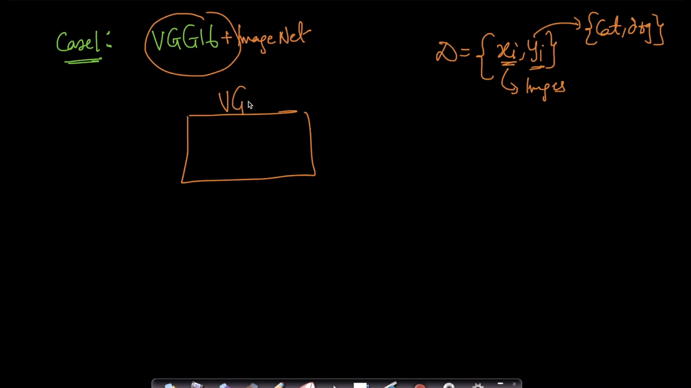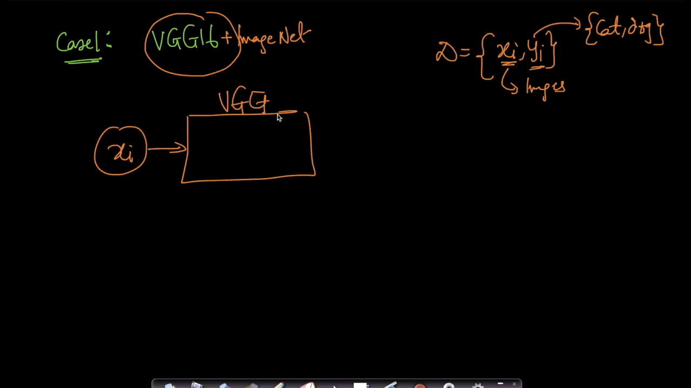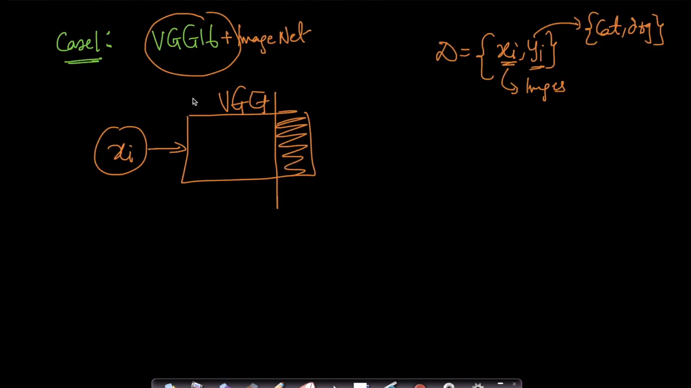Okay, this is my VGG network, right? I can input each of my Xi's, each of my dog and cat images. And instead of running the whole network, I can run the network only till the flatten layer, right? So what I'm doing here is, instead of learning the whole network, I will remove the last dense connected layers. I'll remove these layers. What I get at the end of this, just at the flatten layer, is a big vector.